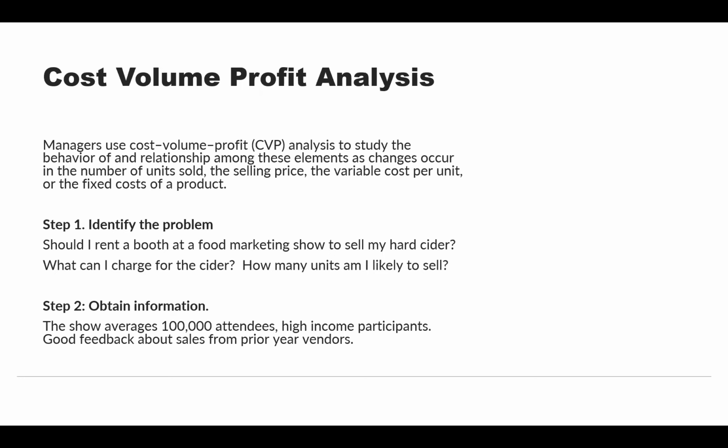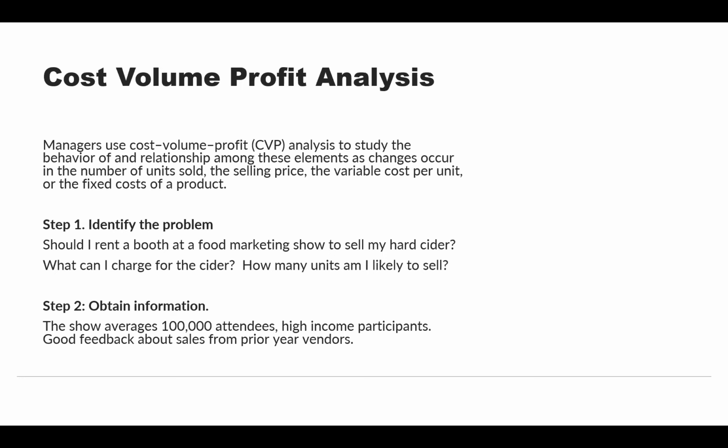Yesterday we talked about a 5-step process for evaluating a management decision, so I thought I would put this into the framework of that. The first step is to identify a problem. So to go through a cost volume profit analysis, let's start with the problem: should I rent a booth at a food marketing show to sell my hard cider? The questions you might have are: what can I charge there? How many units am I likely to sell? These are things you'd want to start thinking about as a manager.